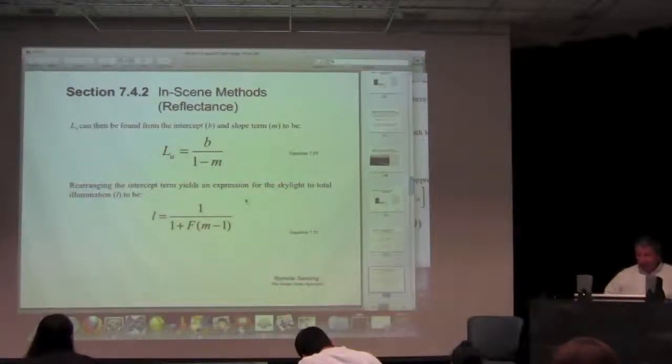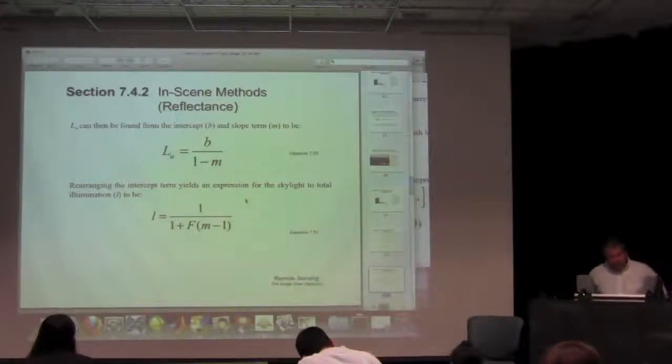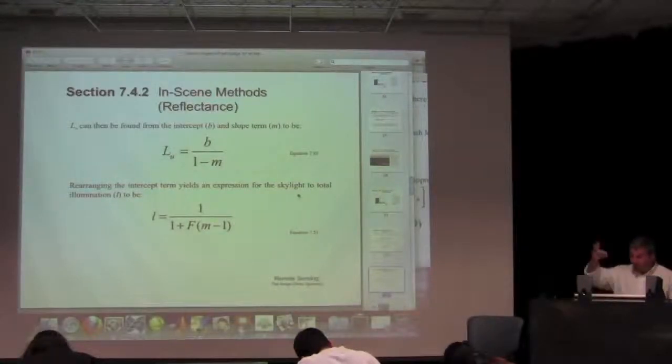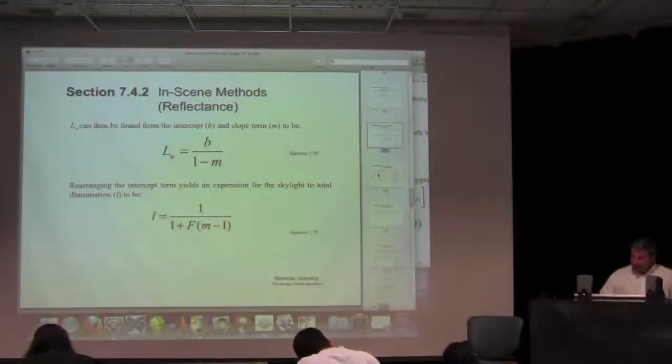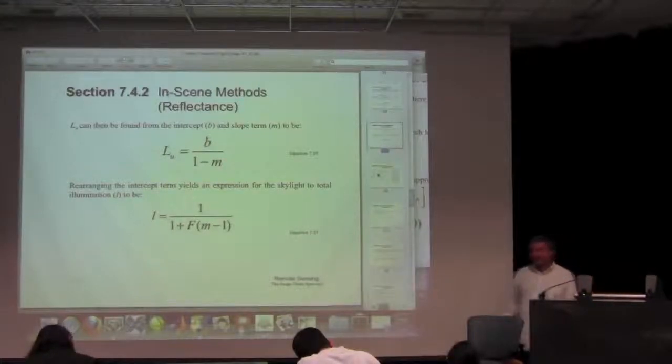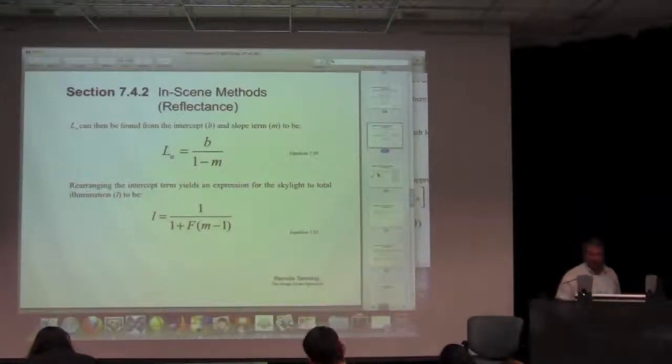Now, one of the other things that they come up with is what they call the skylight to total illumination ratio, which is a function of your L sub S term over your L sub SH term. Oh, I'm sorry, other way, the reciprocal of that. They define that in their paper to be this term they call little l. Now, the one thing that's missing here is tau. And that's the one thing we don't know.